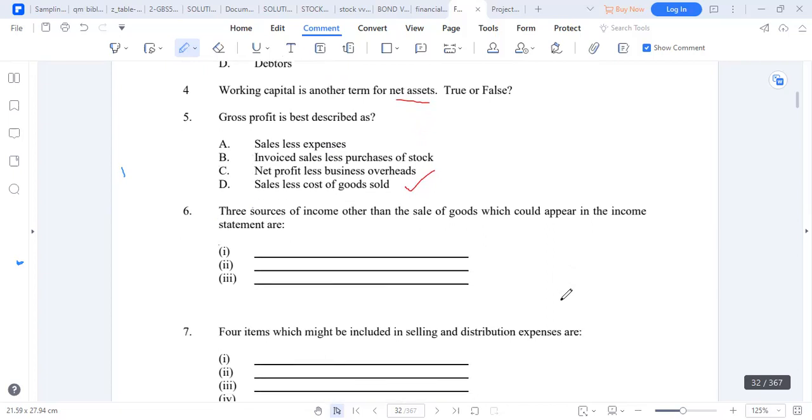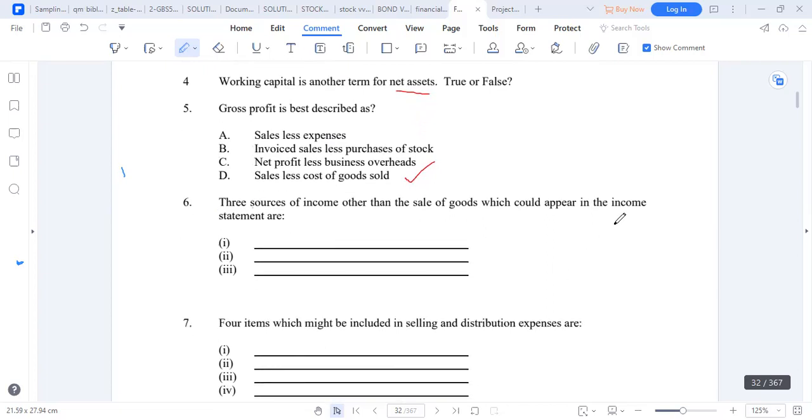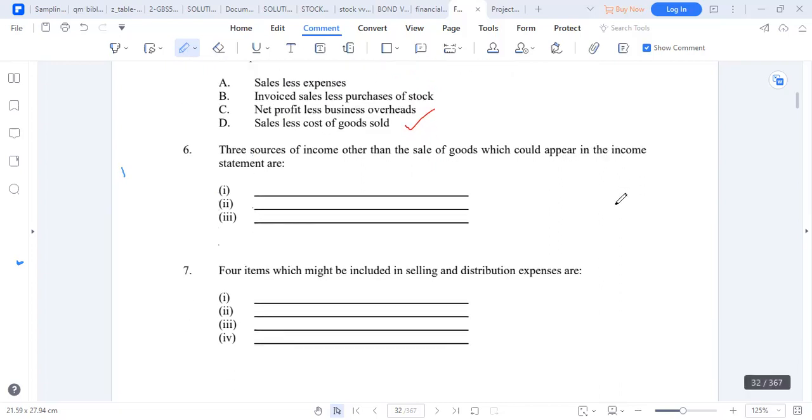Three sources of income other than a sale of a good which may appear in the income statement. Which are the three? Discount received, yes, discount received, commission received, and the decrease in bad debts.